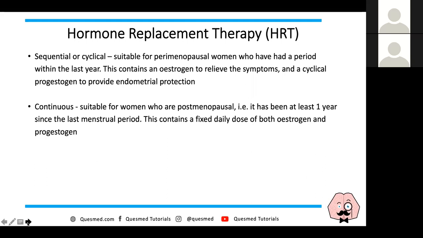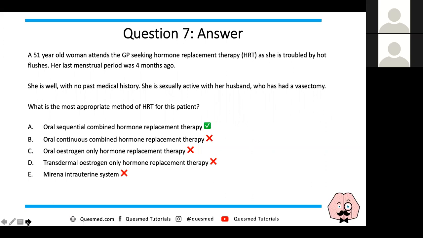So checking back with the answer there, most of you put A or B. The correct answer is A, an oral sequential HRT program. And the reason that we are using a sequential program is because this woman's last period was only 4 months ago. The danger is if we put her straight onto a continuous program, she might well suffer from irregular bleeding or breakthrough bleeding. So because she's had a period so recently, we would start her on sequential HRT.